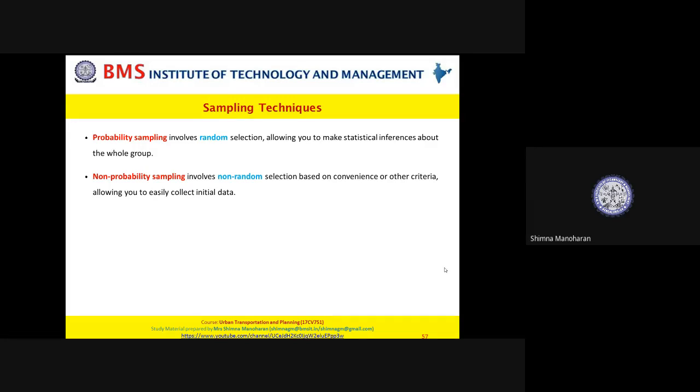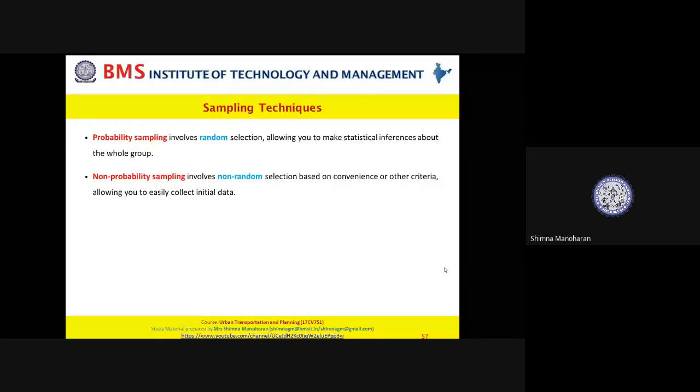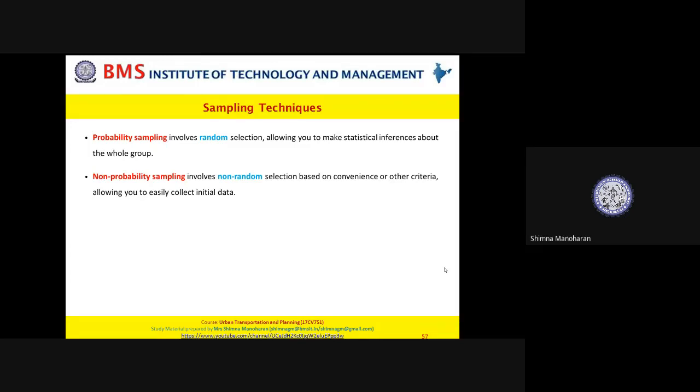So that can be probability sampling or non-probability sampling. In probability sampling, you understand what probability is, right? It involves a random selection. You apply some statistical inferences, like the probability theory, and then you choose the sample. Non-probability sampling is actually non-random. It's not based on probability theory, but based on convenience or other criteria, and that will allow you to easily collect the data. So that is the difference between probability sampling and non-probability sampling.